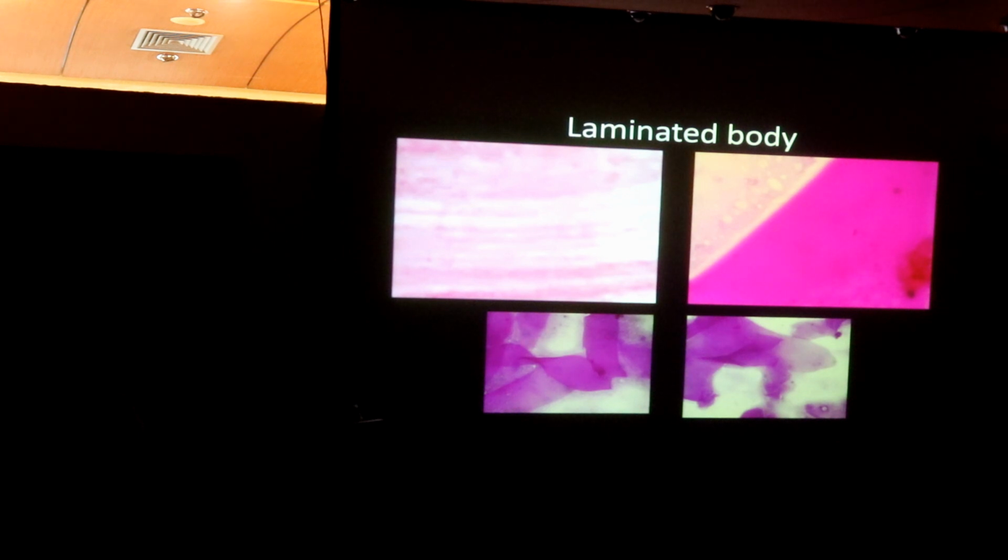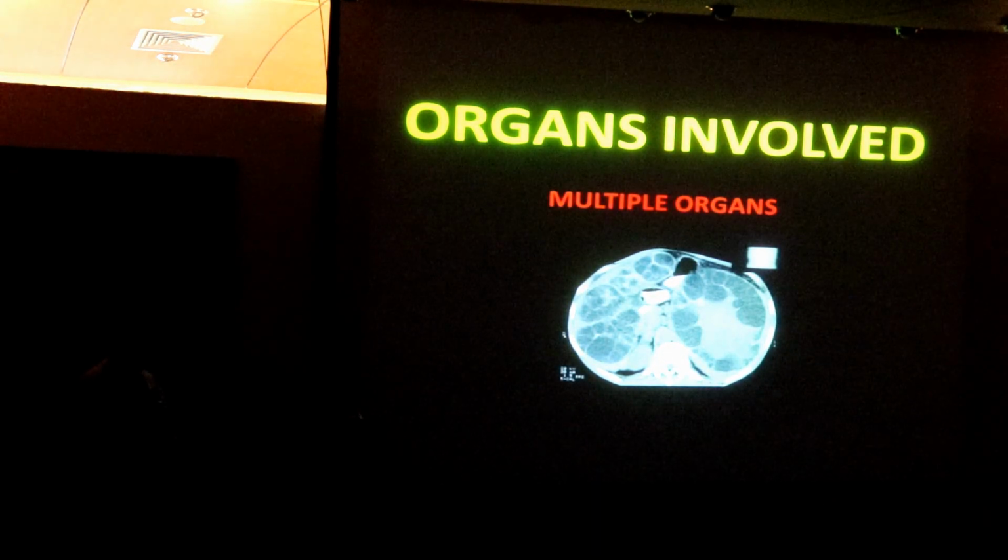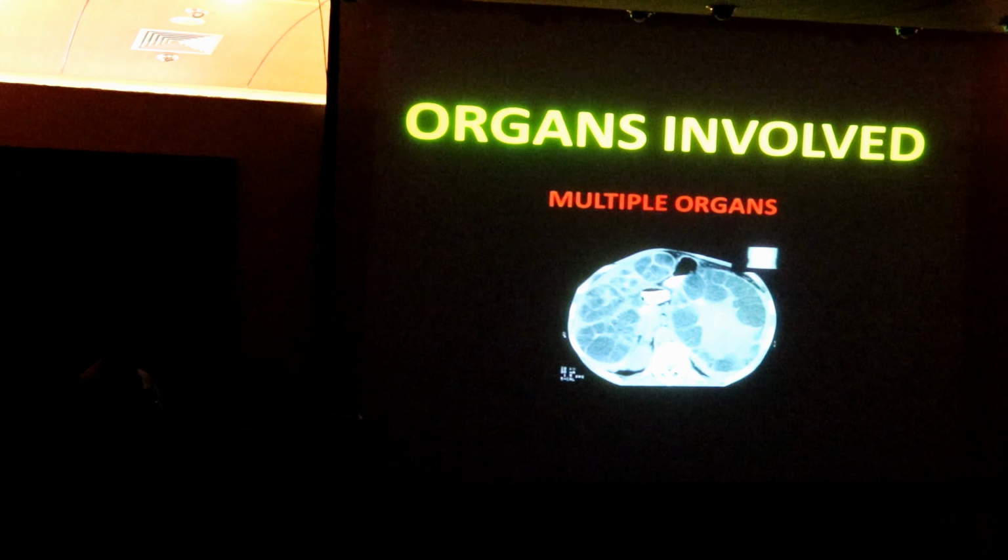You can see the different layers of fibers, and this is PAS stain. It stains with PAS stain as I showed you earlier, and this is H&E stain. So if you see one of these three, you can call this a hydatid cyst with confidence. If you don't see them, you cannot call it.